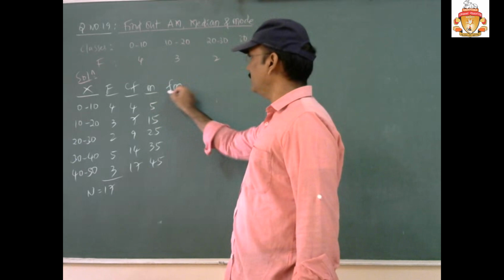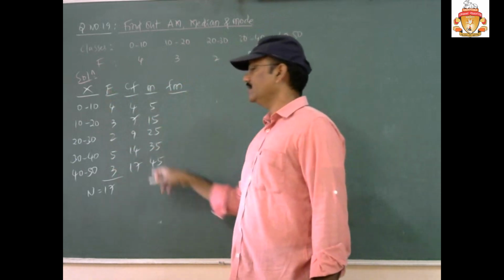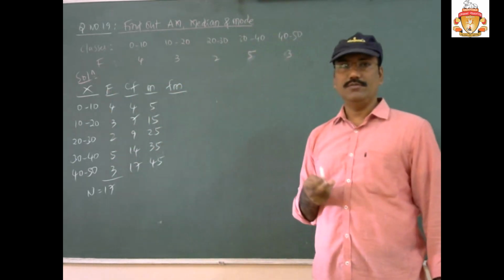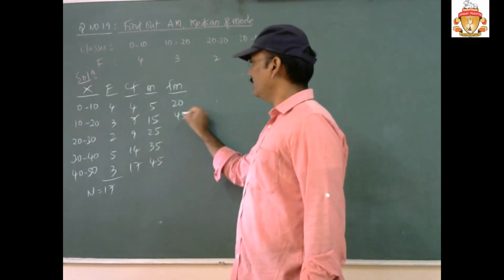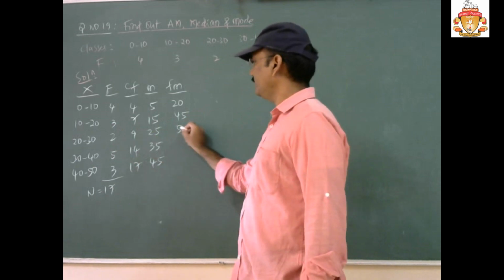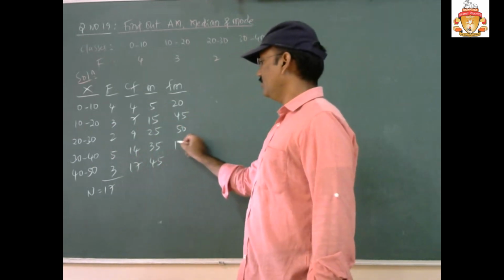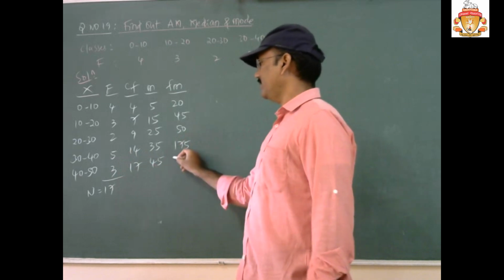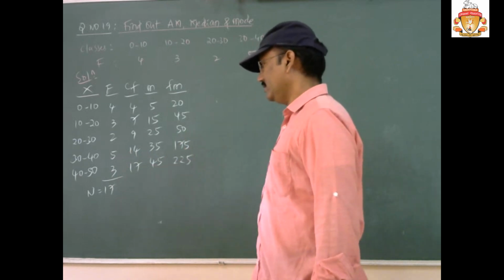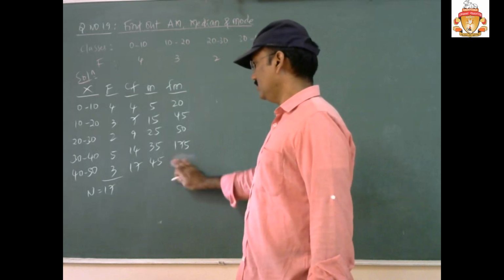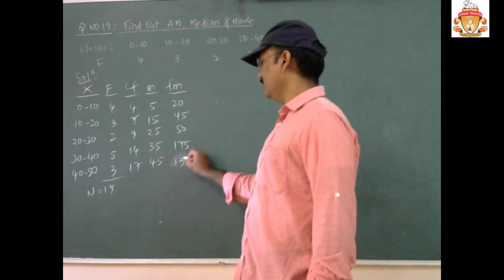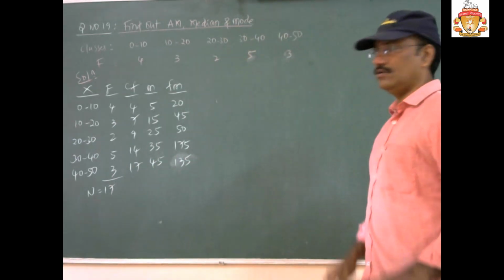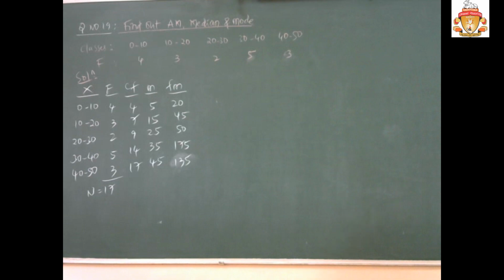Then you find the f into m. So f is here, m is here. Why do we need the f into m? For the mean purpose. 4 into 5, 20; 3 into 15 is 45; 2 into 25 is 50; 5 into 35, 175; 3 into 45. Let's see this one: 3 into how much? If you multiply 3 into 45, it is 135, correct.